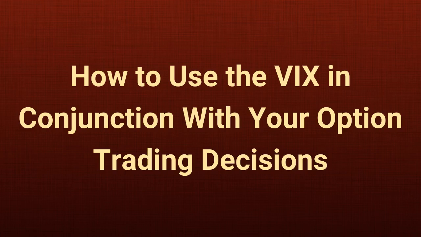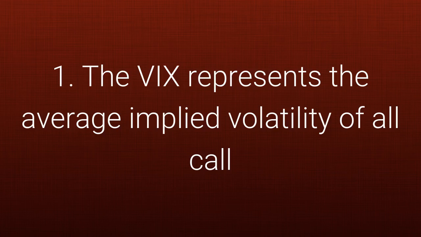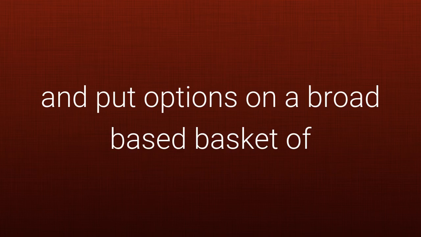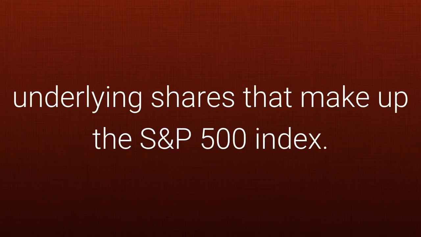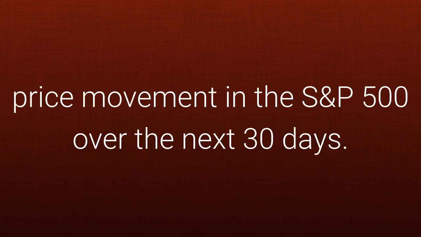How to use the VIX in conjunction with your option trading decisions. Let's summarize what we've established so far. 1. The VIX represents the average implied volatility of all call and put options on a broad-based market of underlying shares that make up the S&P 500 index. 2. This implied volatility signifies the anticipated price movement in the S&P 500 over the next 30 days.